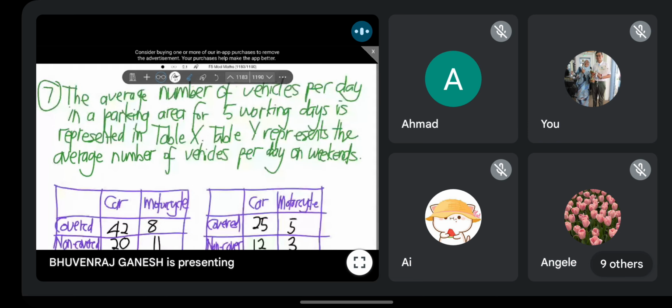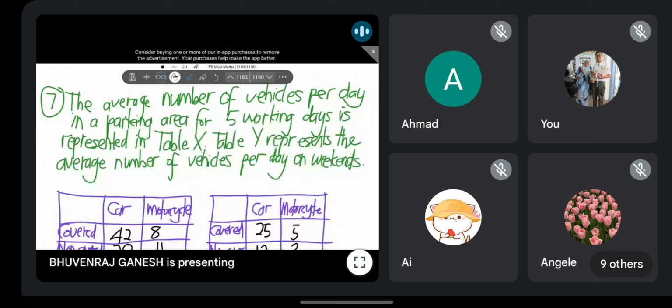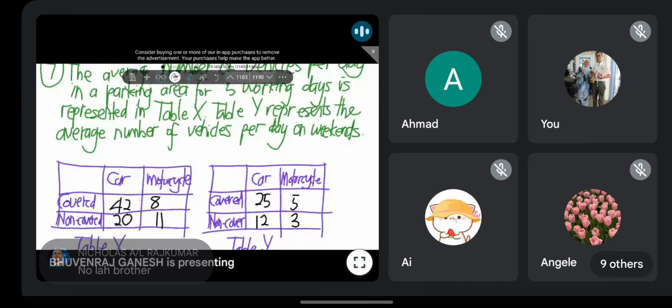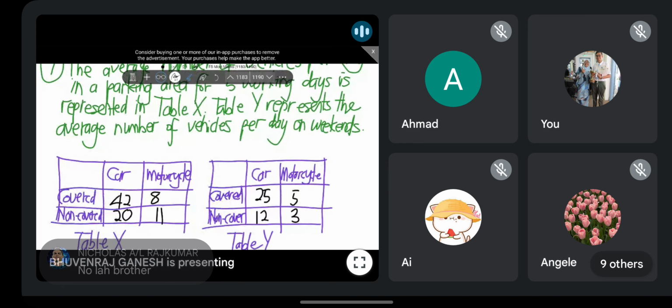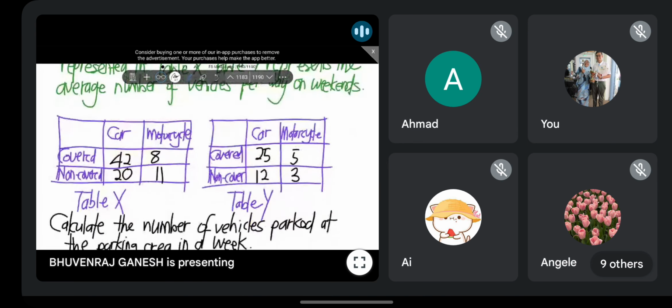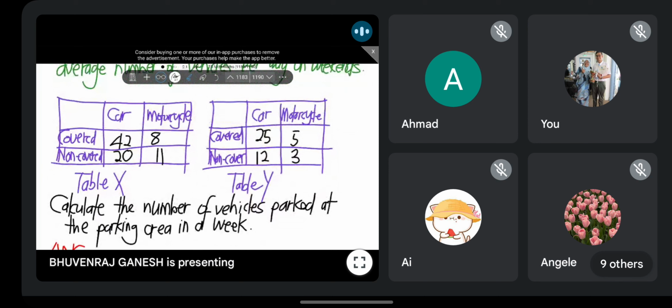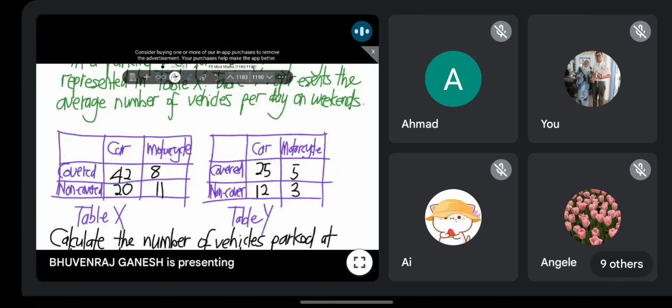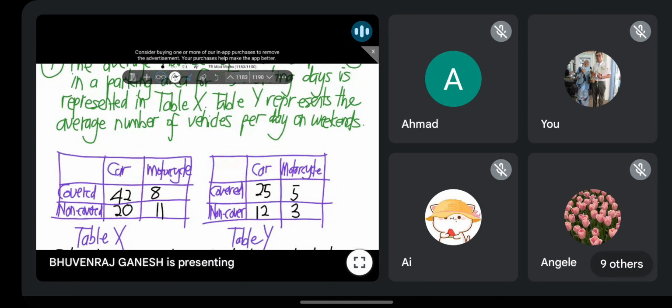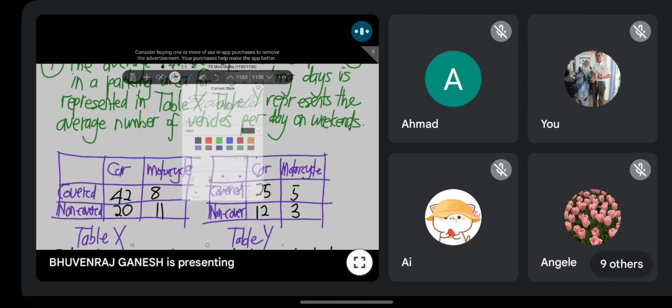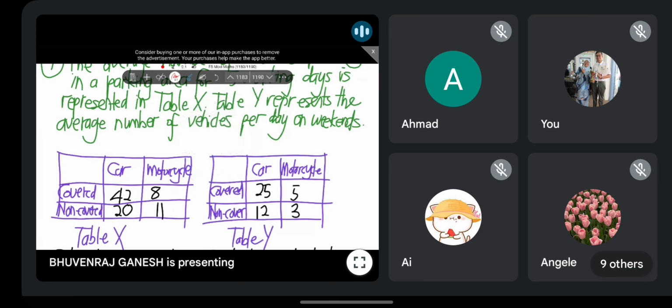Okay, so next one, number 7, the average number of vehicles. They give you a table, something like this. Now the question is, calculate the number of vehicles parked at the parking area in a week. Okay, guys, don't tell me you simply go and add all the values, then give the answer. That method is wrong, guys.